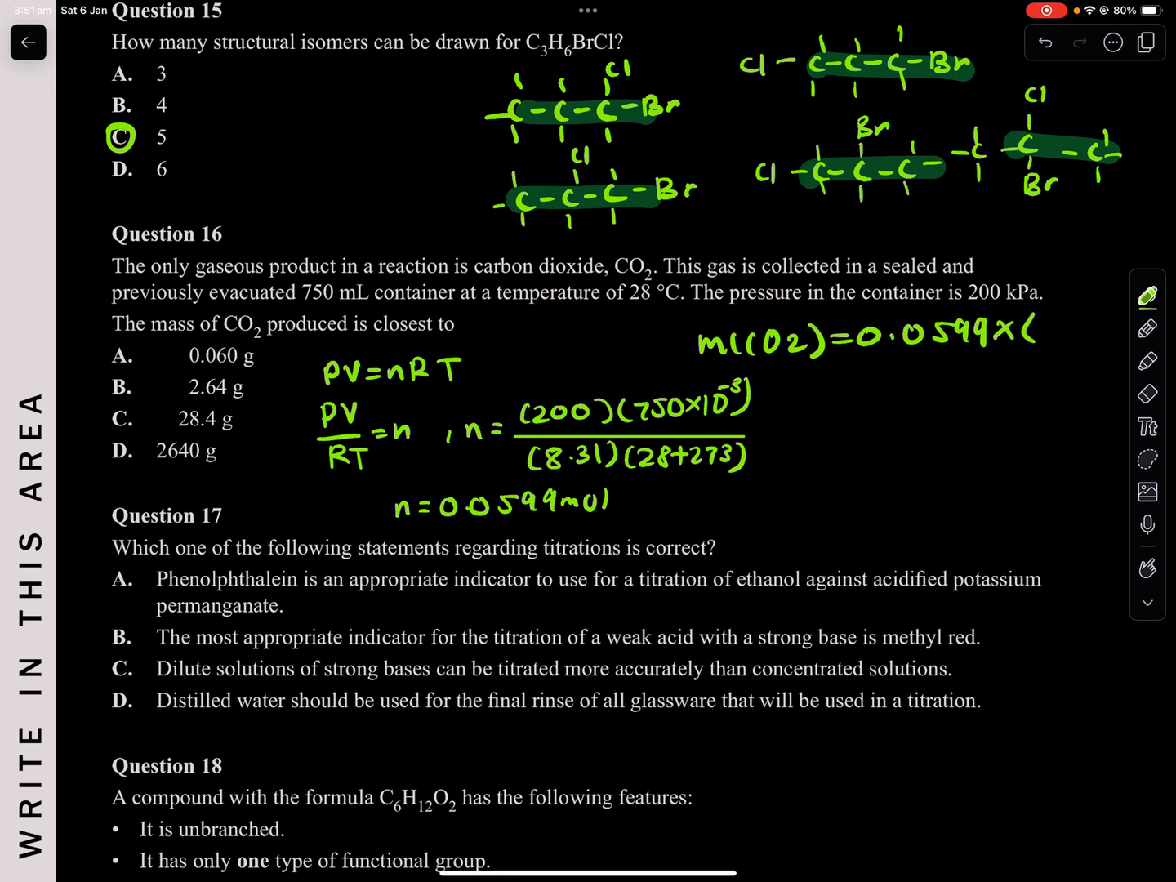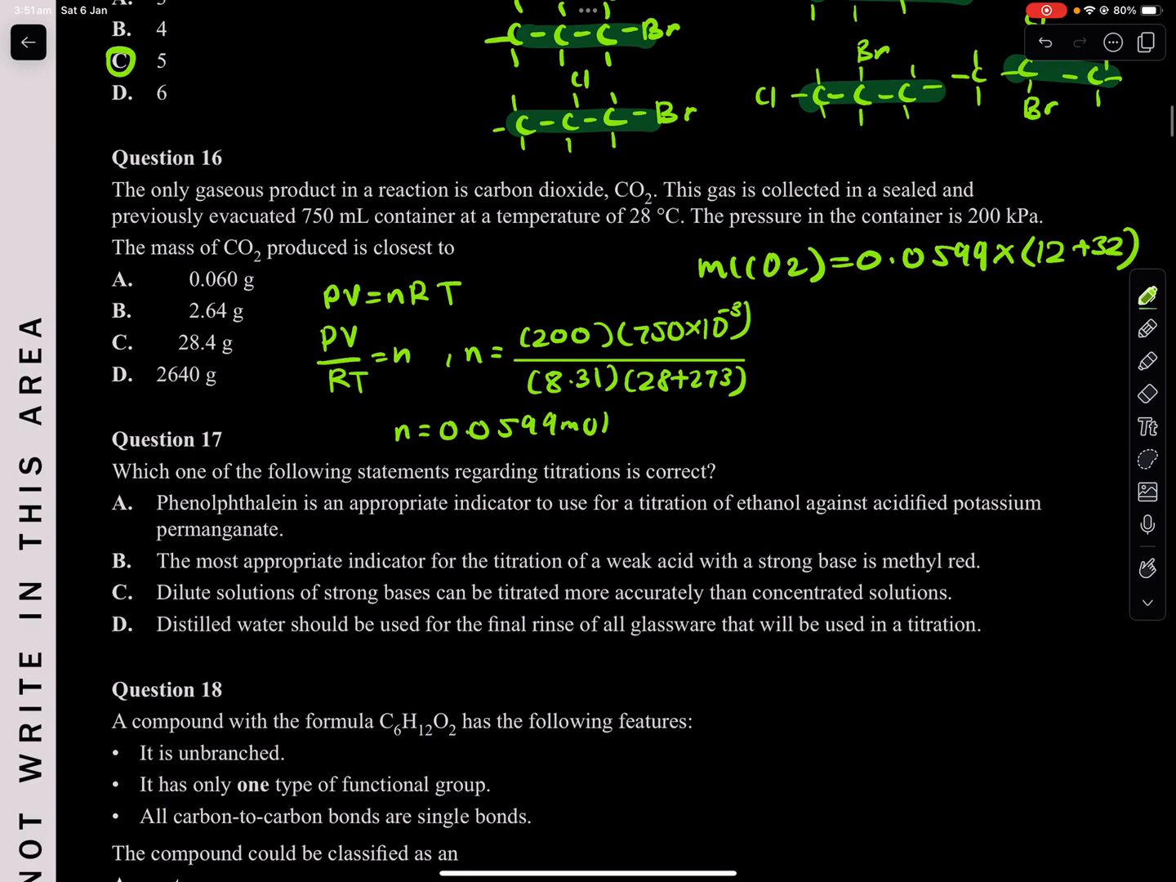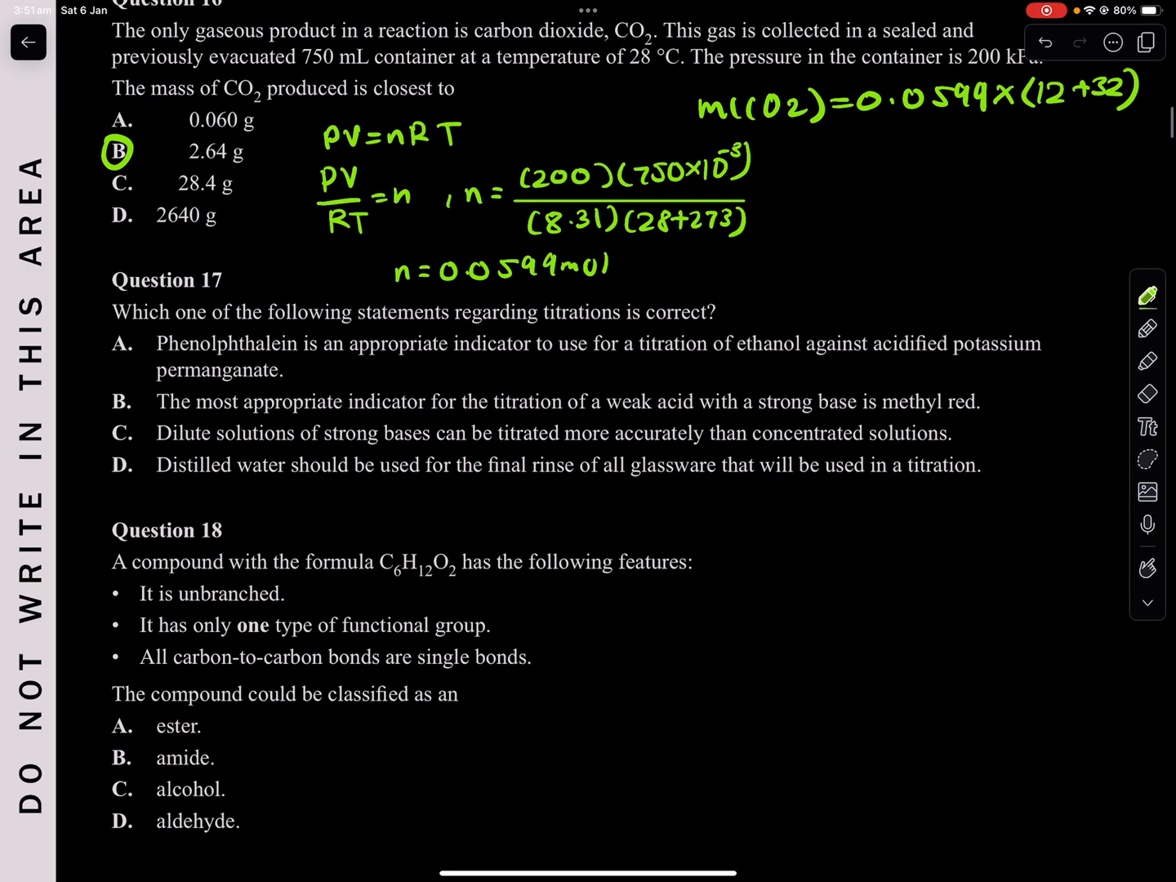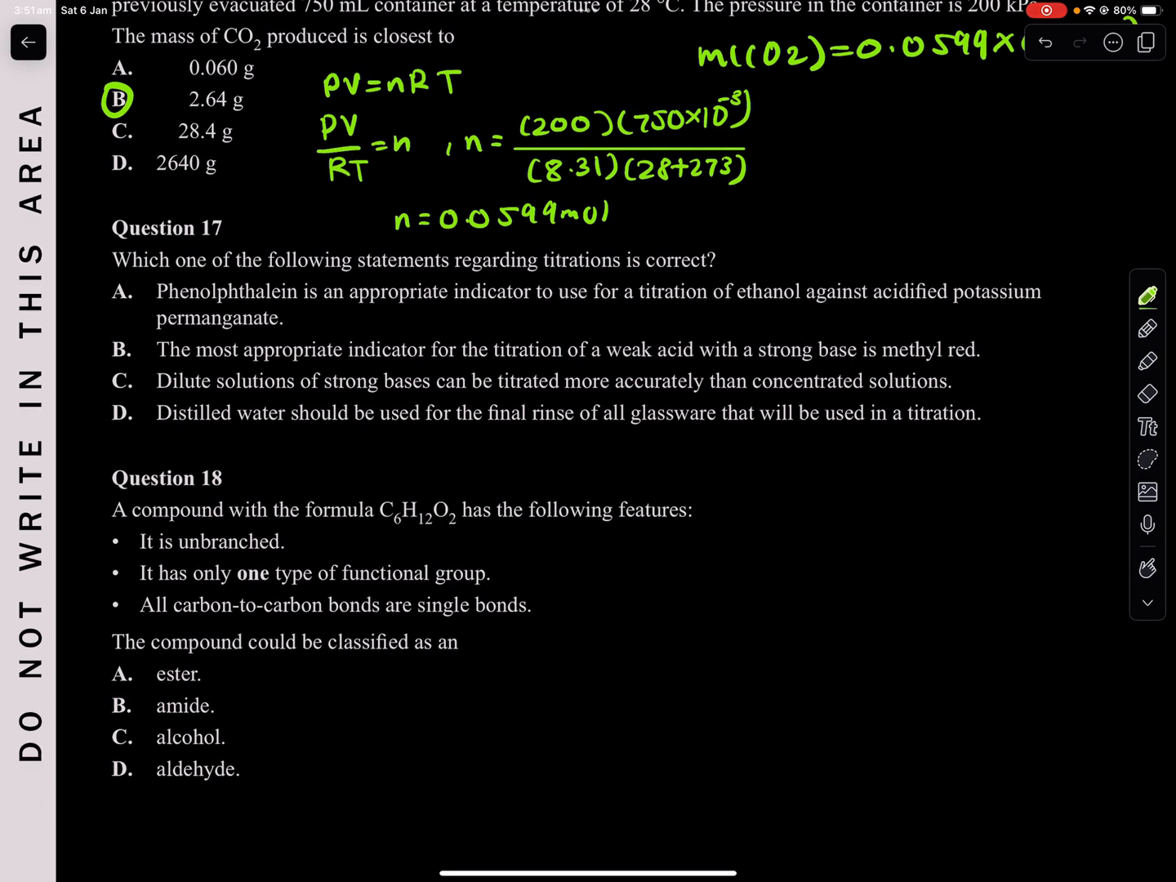So carbon is just 12, and 16 times 2, because there's 2 hydrogens, so that's 32. So it'll be 12 plus 32. So let's do that. 12 plus 32. That'll give me 2.63. So B is the answer for that one. 16B. Nice. 17. Which of the following statements regarding titrations is correct?